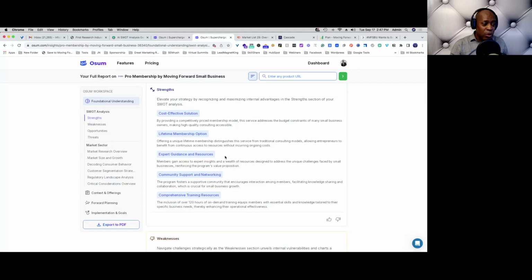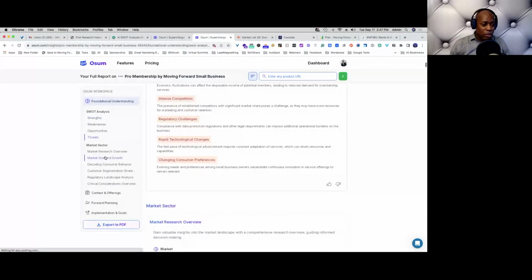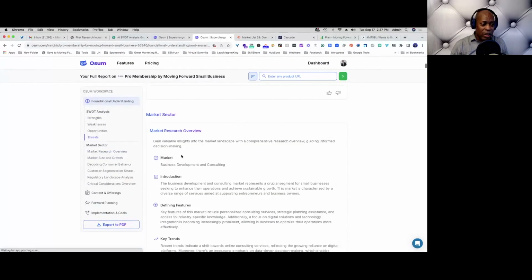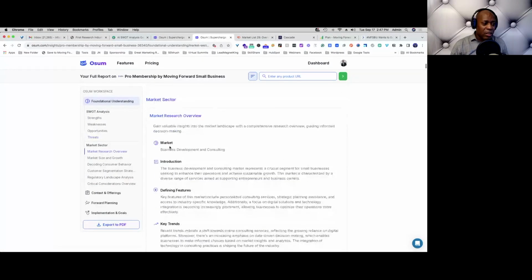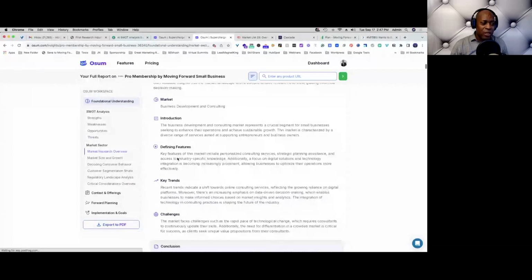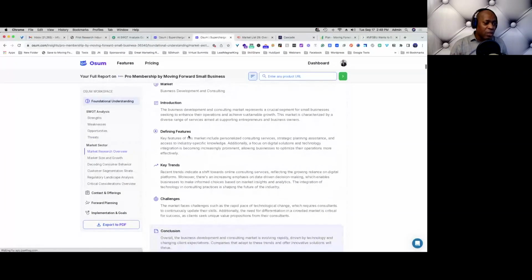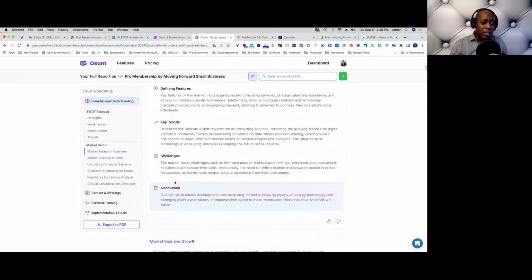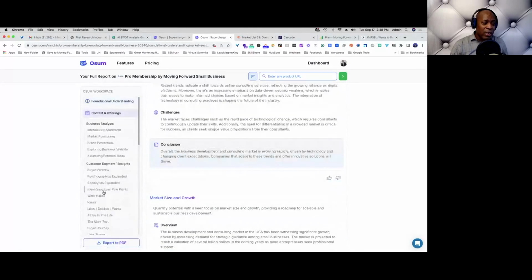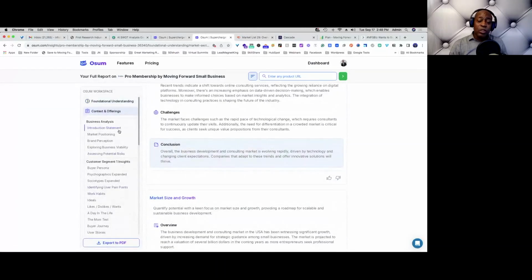So it did the strengths, the weaknesses, the opportunities and threats, but it also did the market sectors. It looked at the market that we're in. It did an introduction to the market. This is all through AI. It defined the features, the key trends, the challenges, and conclusions. And then it went in even further. Again, we're just here about the SWOT analysis, but I want to show you how much more you can get from this tool. It did a business analysis.